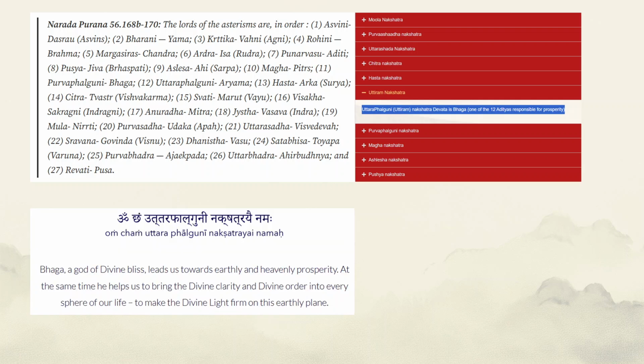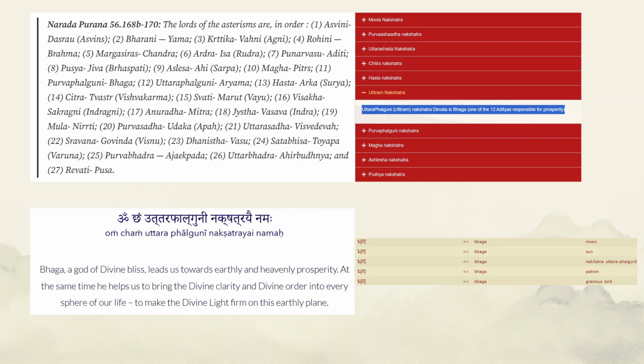I don't even know what the context was, but it came up in that Google search. There is this mantra for Uttara Falguni, it says Om Cham Uttara Falguni Nakshatre Namaha, and a brief description below. I don't even know the site, guys, you can Google and find out. It says Bhaga, a god of divine bliss, leads us towards earthly and heavenly prosperity. My point is, even in the mantra, Uttara Falguni is referred to with Bhaga as a Nakshatra Devata. As a reference, you can go to Taittiriya Samhita, Taittiriya Brahman, Shatapath Brahman, many other texts, Garuda Puran, many other Puranas, Bhagavad Puran, wherever you can find it.